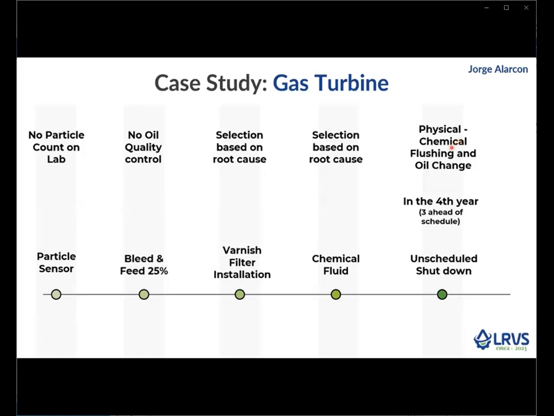This flushing and oil change was supposed to be done in year seven, but because of the unscheduled problems they were having, they had to do the flushing and change the oil in the fourth year, so 3 years in advance because of this situation, right?